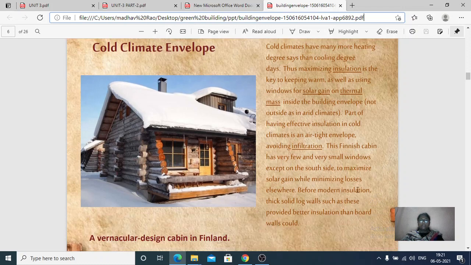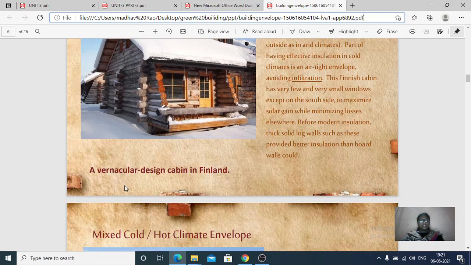These finished cabins have very few and very small windows except on the south side to maximize solar gain while minimizing losses elsewhere. Before modern insulation, thick solid log walls such as these provided better insulation than board walls could. Right here, a vernacular design cabin in Finland.